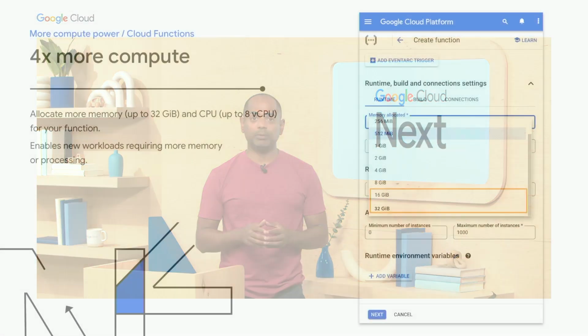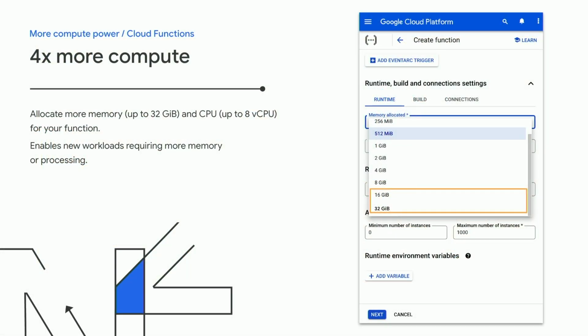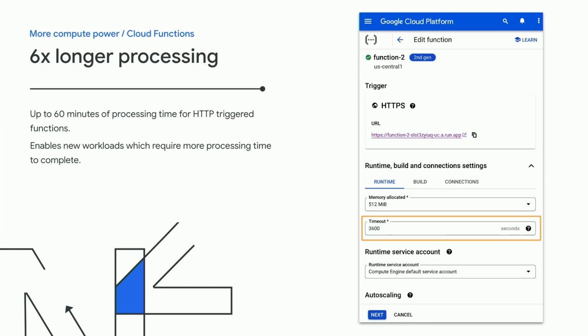Now, you'll have up to 4 times the amount of CPU and memory. There are 2 new configurations that you can choose from: 16 gigabytes of RAM with 4 vCPUs, or 32 gigabytes of RAM with 8 vCPUs. These new configurations enable new workloads that you might not have been able to choose Cloud Functions for in the past. We've also increased the maximum processing time for HTTP triggered functions by 6 times.